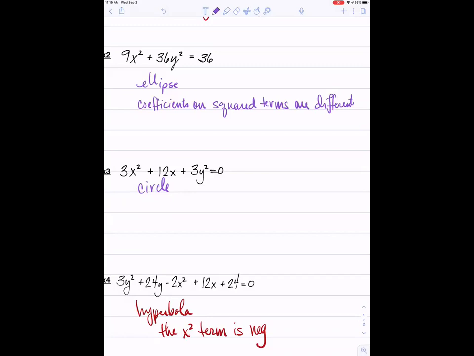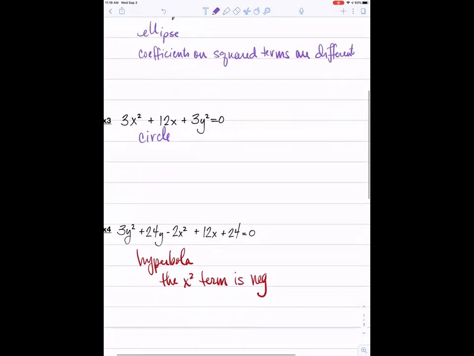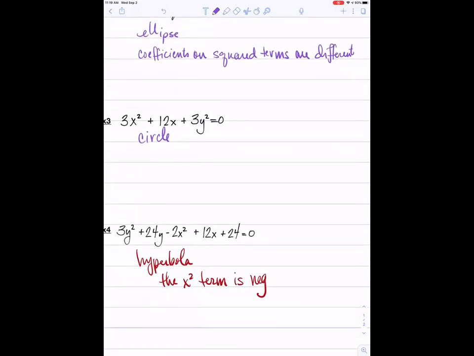Okay. And then for the circle, what could we say? So here's another way to say it. X squared and y squared coefficients are equal. Just trying to write it in a couple of different ways so that you can see that it's still the same thing.